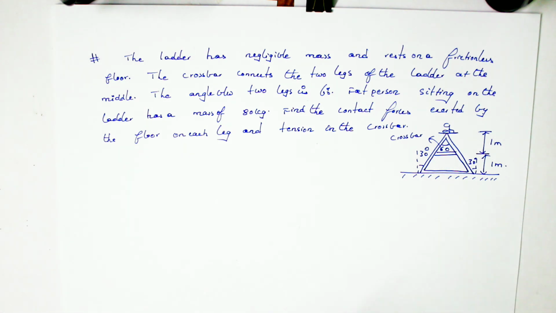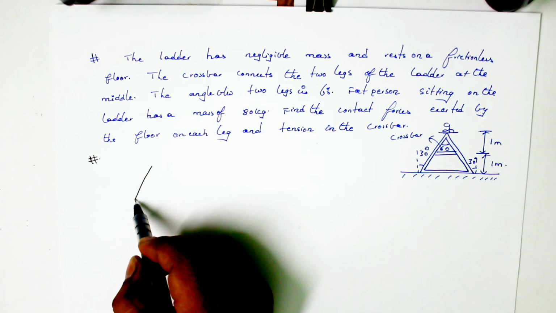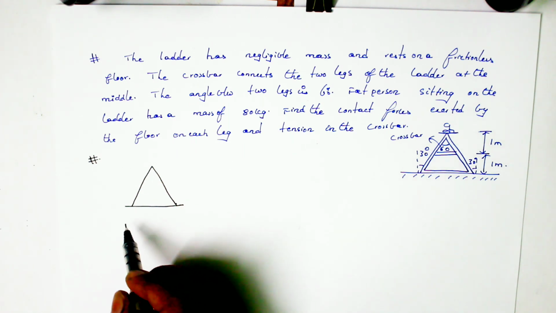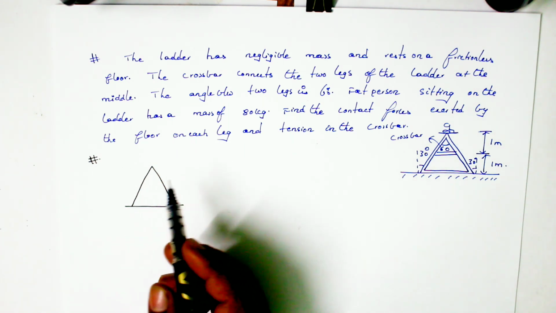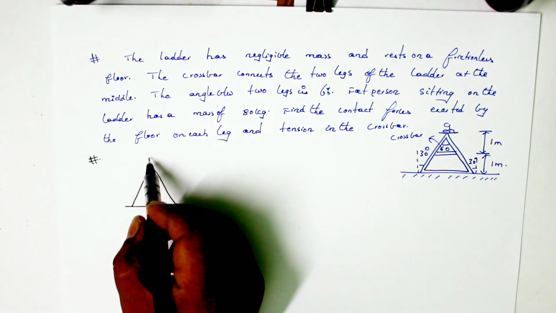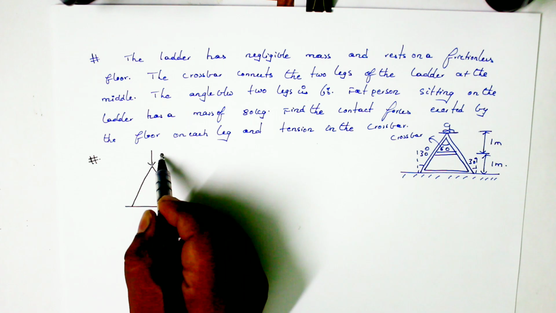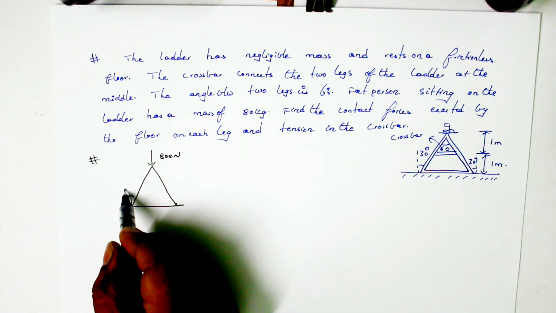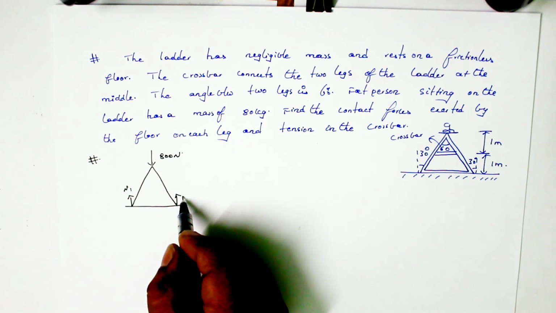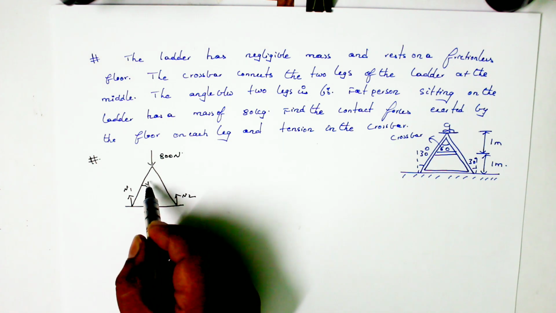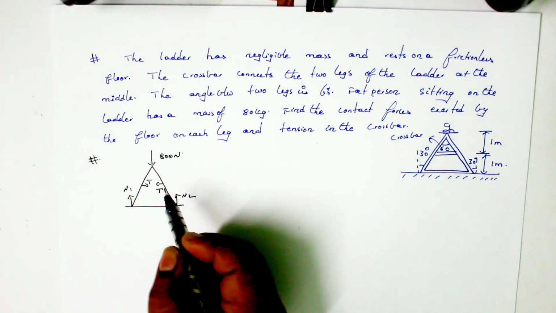So if I draw the free body diagram of this given question, then I can draw like this. Friction is absent in this condition because this is a frictionless floor, and here a man is sitting. It means that a total weight of 800 newtons is acting. Here there will be a normal reaction of N1, here a normal reaction of N2, and here there will be a tension of T, and here also a tension of T.